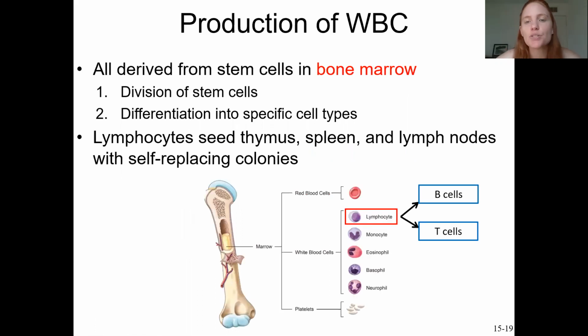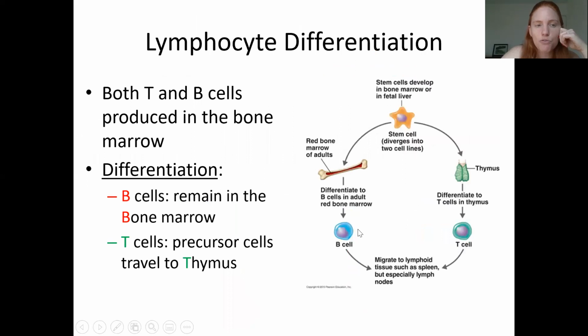All blood cells are produced in the bone marrow from pluripotent stem cells. So those lymphocytes would just be one of those blood cells that are produced from it. And then those lymphocytes further differentiate into B cells and T cells. So let's talk about where those names come from.